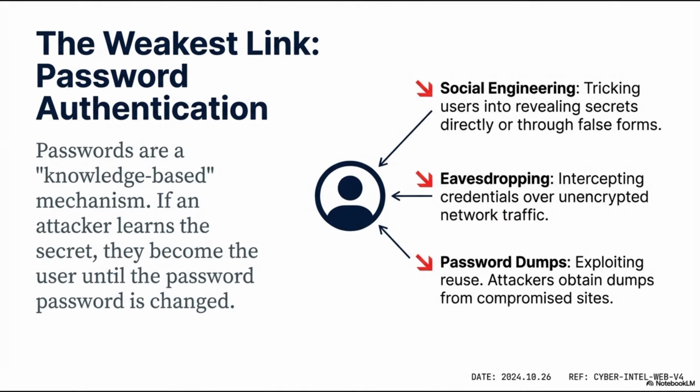Now, social engineering is where you trick the users into revealing secrets directly or through false forms. Eavesdropping is intercepting credentials over unencrypted network traffic. And password dumps are exploiting reuse, where the attackers obtain dumps from compromised sites. And these three are ways that you could get passwords.